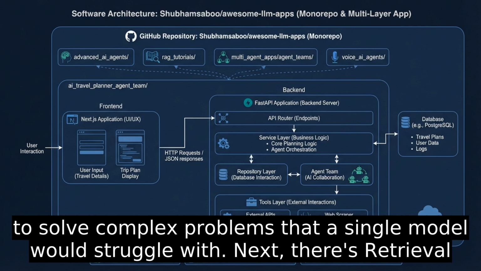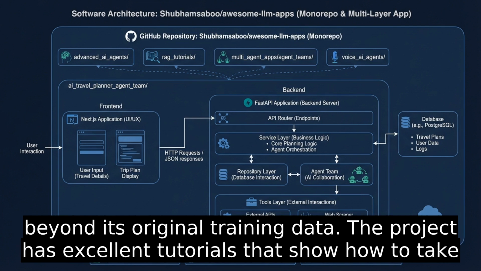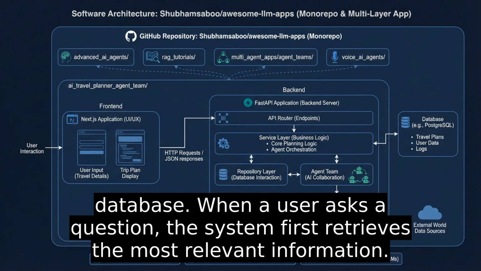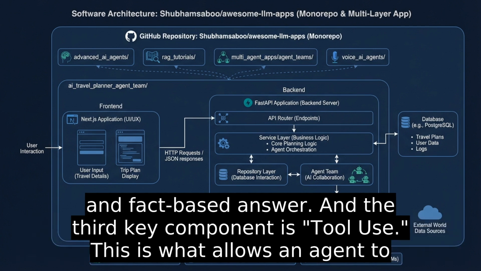Next, there's retrieval-augmented generation, often just called RAG. This is the secret to giving an LLM knowledge beyond its original training data. The project has excellent tutorials that show how to take external documents, like PDFs, slice them into pieces, and store them in a specialized vector database. When a user asks a question, the system first retrieves the most relevant information. It then provides that information to the LLM as context, which leads to a much more accurate and fact-based answer.